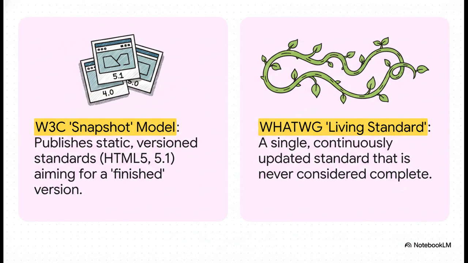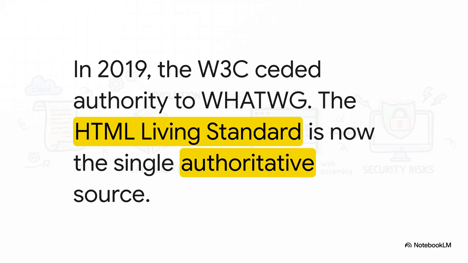Think of it like releasing a new version of a textbook every few years. HTML5, then HTML 5.1, then 5.2. Each one is a finished, static product. But the WHATWG, the browser folks, they pushed for a living standard. Their idea was that HTML should be more like a constantly updated website than a printed book. It's never done. It's always being improved with new features added and, this is key, problems getting patched as soon as they're found. Well, in 2019, the debate was over.